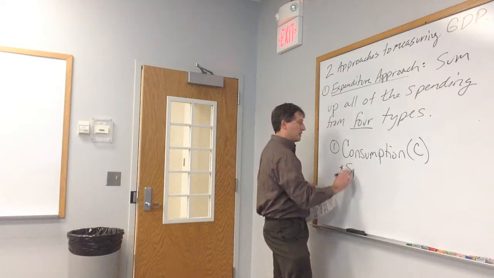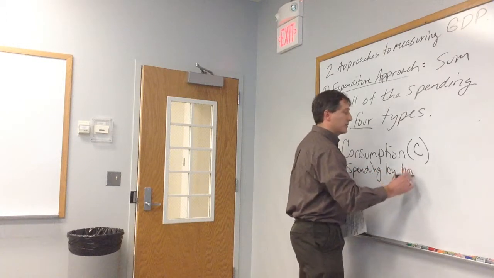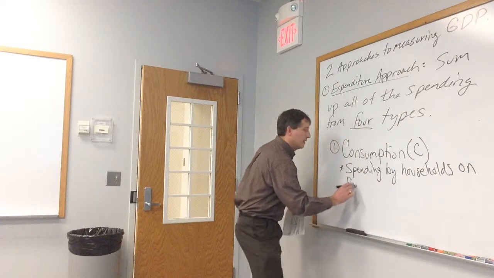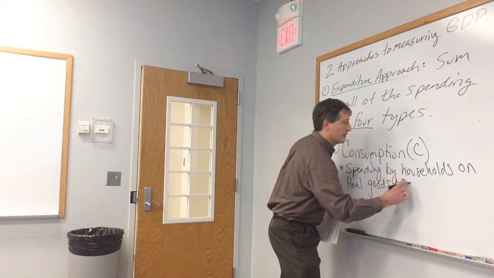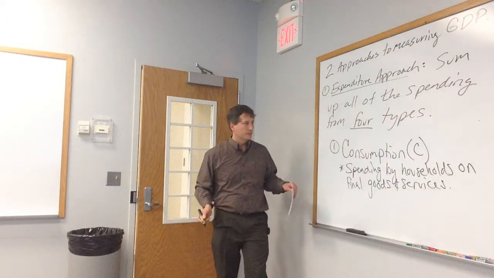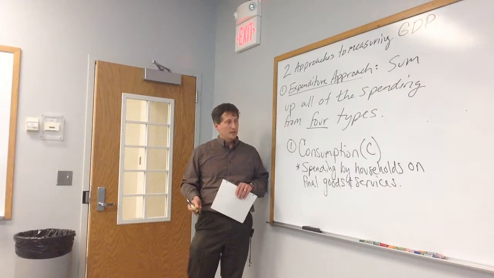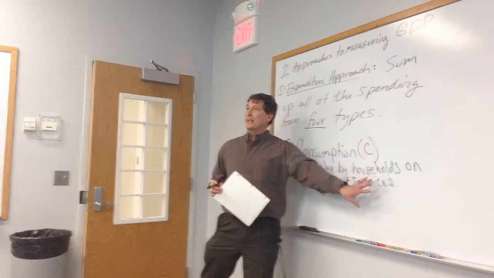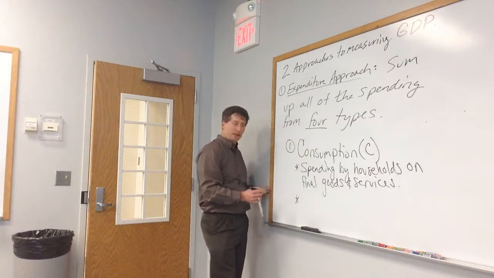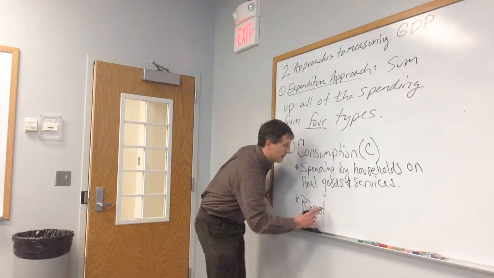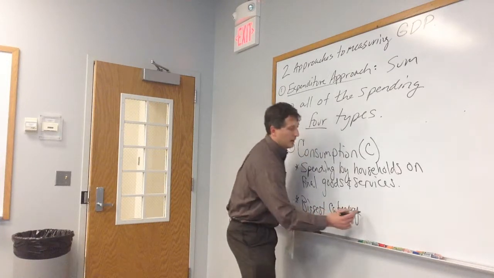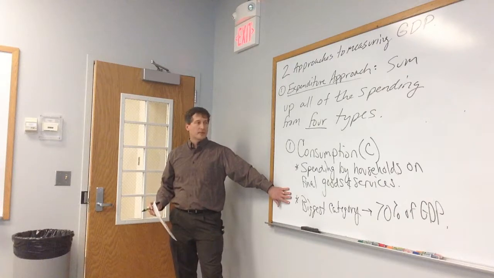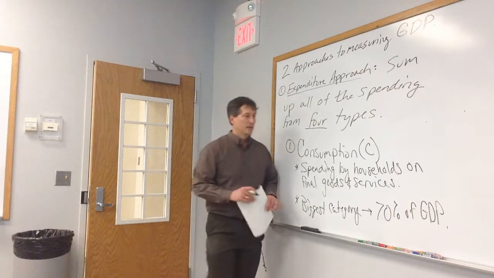So consumption is spending by households, not on Craigslist, but spending by households on final goods and services. This is the biggest category. It represents about 70% of GDP. 70% of income is this type of spending, consumption spending. And this is approximately 70%. Over time it varies.